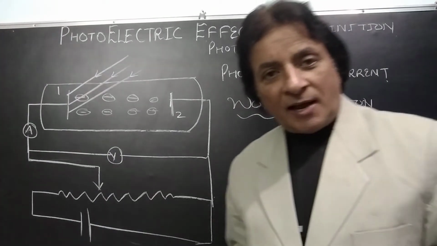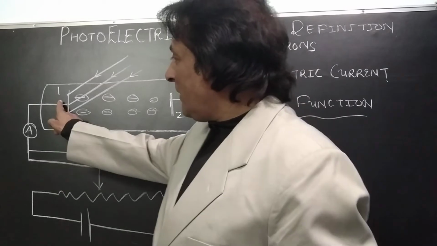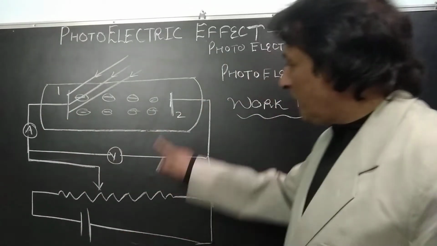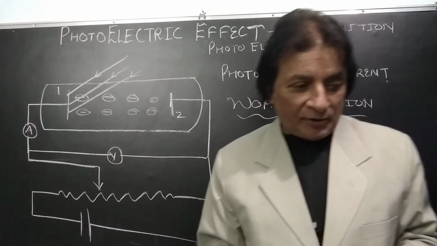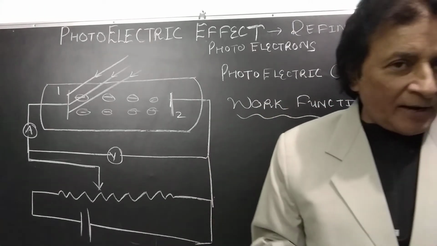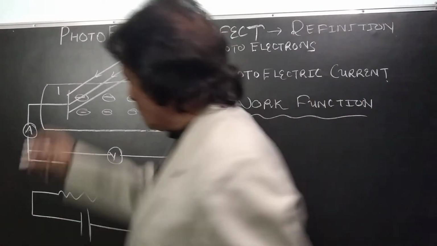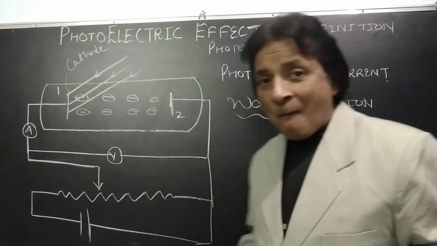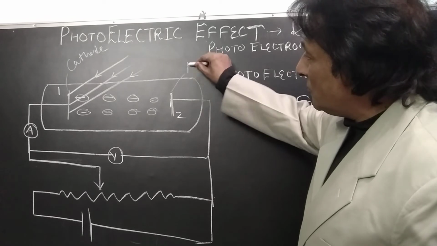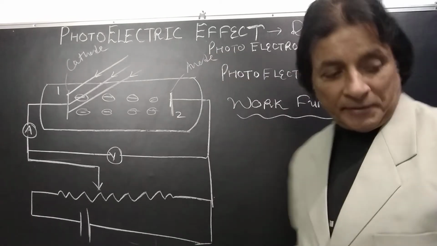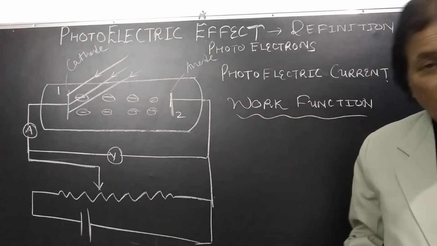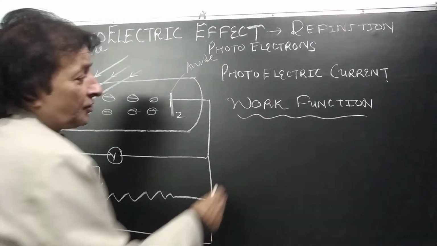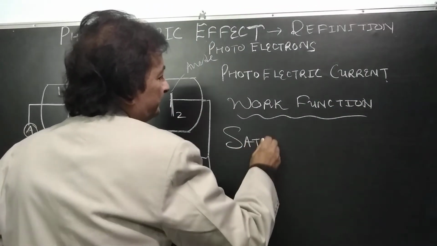Now students, I'm going to explain: plate 1 is called the emitter and plate 2 is called the collector. Emitter is also known as cathode, and this is known as anode. Correct? Now I'm going to give you a definition that is called saturation current.